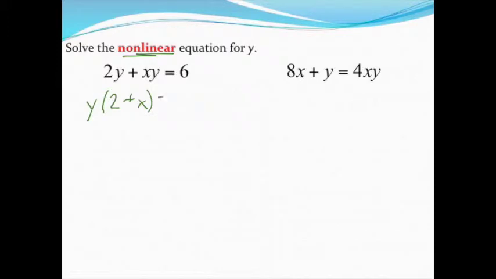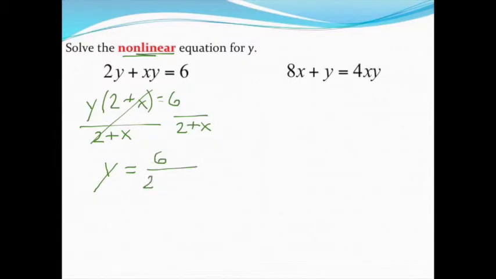So I have equals 6. At this point, I have y times a quantity. Now, it's not y times a single number, but it's still y times a single quantity. So as we did in the past, to get rid of that single quantity, we're going to divide both sides by it. So I'm going to divide both sides by what's in the parentheses. The 2 plus x will cross out, leaving you with just a y, which is what we wanted. And on the other side, we've got 6 over 2 plus x.